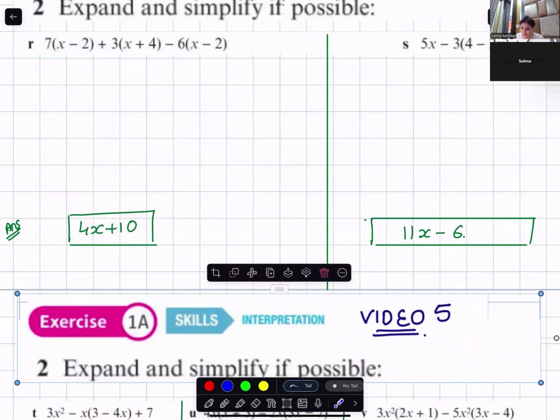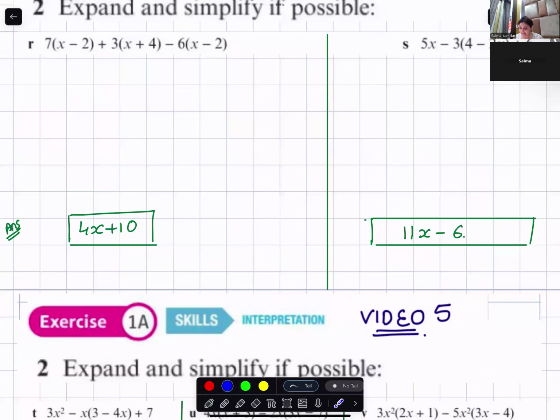Here, you would open the brackets simply, multiply 7 with x, 7 with 2, then you will multiply 3 with x and 3 with 4. But when you are over here, because you have a minus sign, it is going to change the signs of the things inside. So this will become minus 6x and plus 12. Then all the x together, all the numbers together, and you should arrive at this answer.